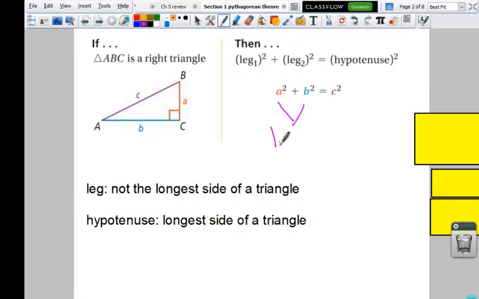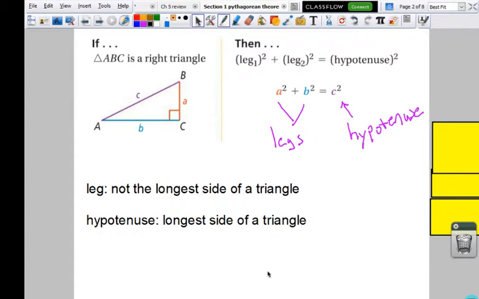So in this one, A and B are legs. And C is always your hypotenuse. So A and B are always the legs, C is always the hypotenuse. And when you look at A and B, it does not matter which is which. So this could be A and this could be B, it doesn't matter. So A and B are legs, C is the hypotenuse. And once we have this, we can go through and find a missing piece of our triangle.